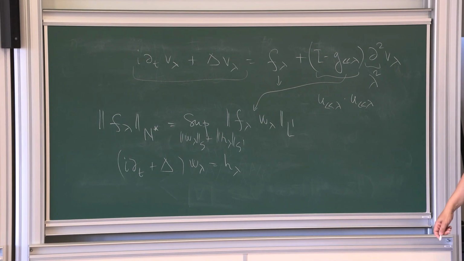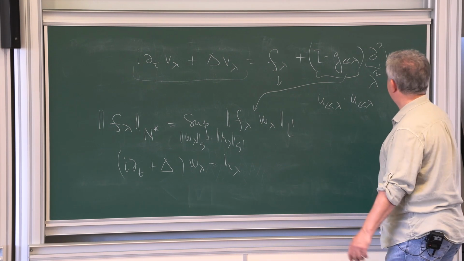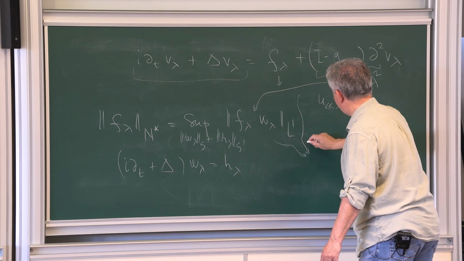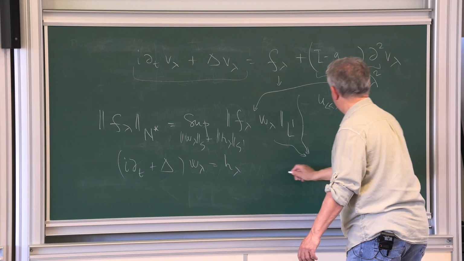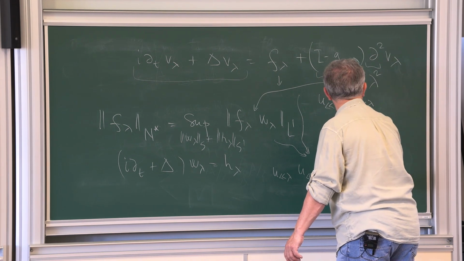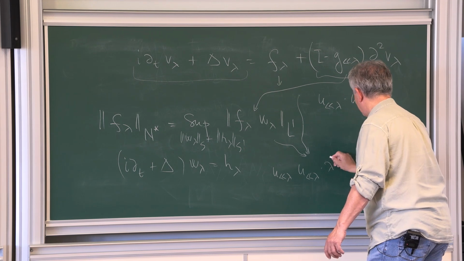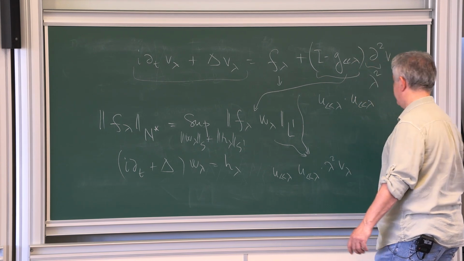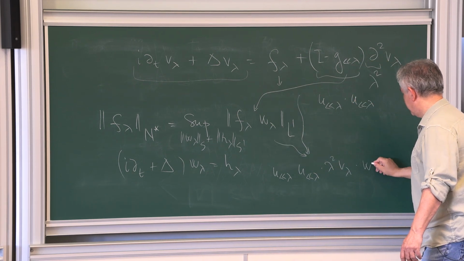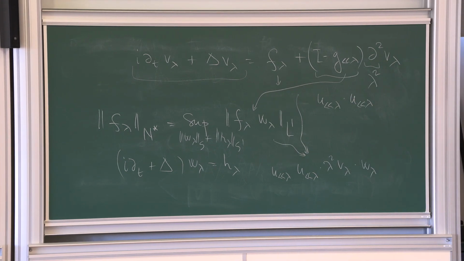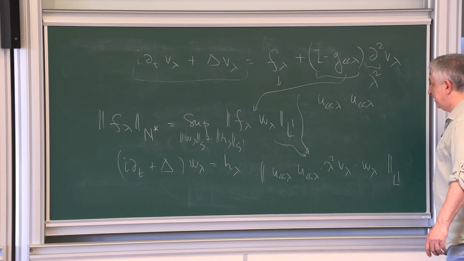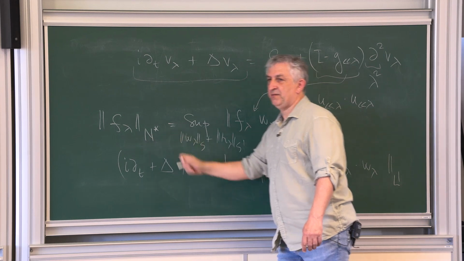Okay, and so what happens when we do this? We end up looking at the product u less than lambda, u less than lambda, times lambda square v lambda from here. And here we multiply this with the w lambda. And we want to estimate all of this product in L1 in order to be able to estimate this f lambda in n star.